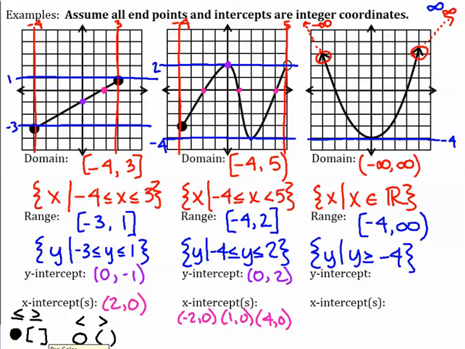Now the y-intercept is right there, and that's the point (0, -4). And there are 2 x-intercepts, one at -3 and one at +3. So I have (-3, 0) and (3, 0).